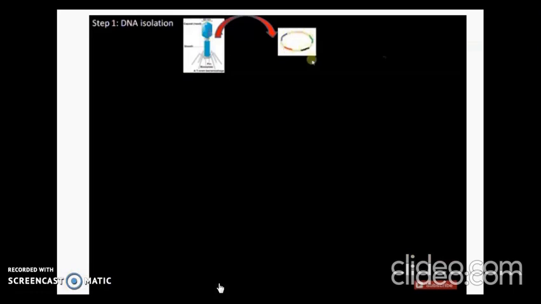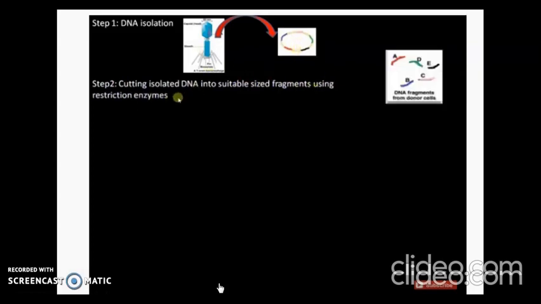So the first step is DNA isolation from phage. And the second step is cutting the isolated DNA into suitable sized fragments using restriction enzymes. And now we have the fragments, designated as A, B, C, D and E.